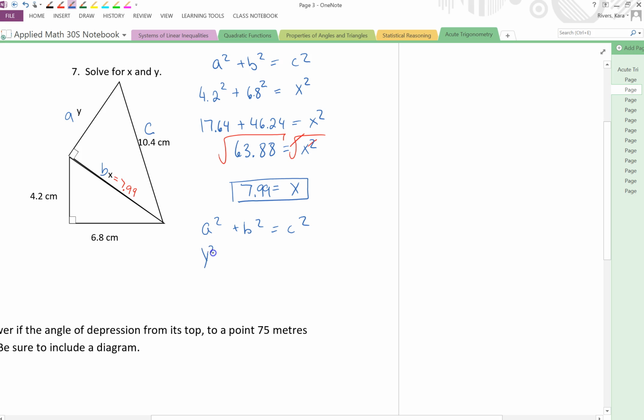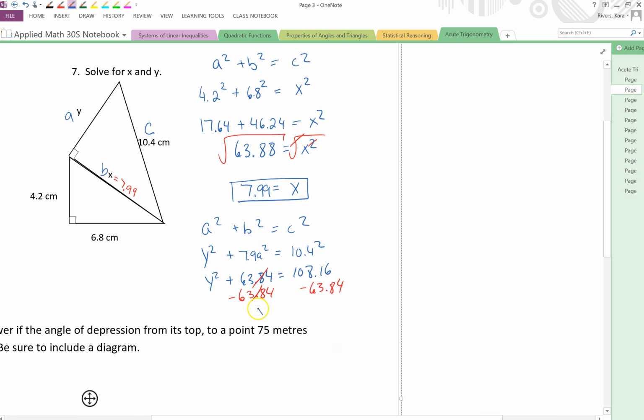So a is y squared, b is 7.99 squared, equals c squared, so that's 10.4 squared. So I'm solving for y now. Well, let's evaluate and get 63.84, and here this would be 108.16. Now, to get that y squared by itself, I'm going to have to do some algebra. Get rid of the 63.84 by subtracting from both sides.